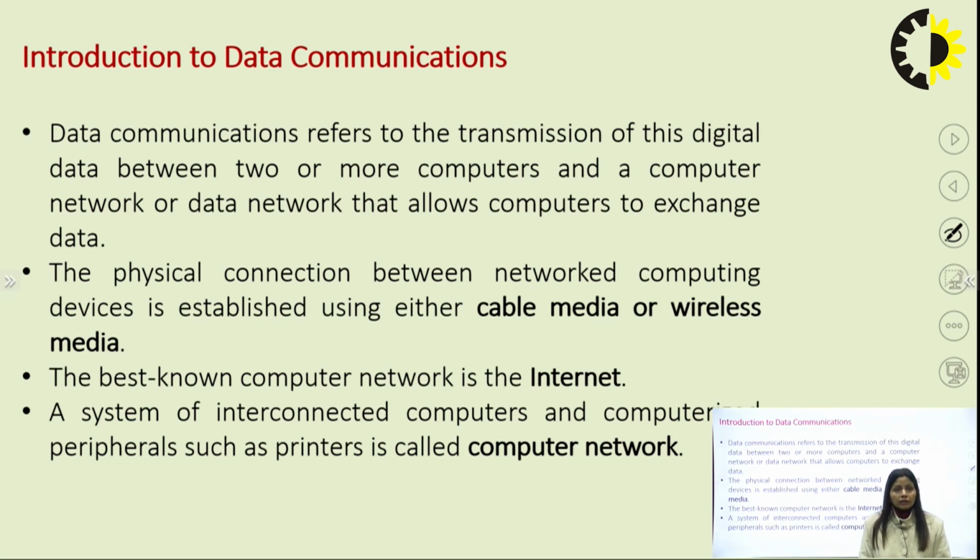So any two systems which want to share data can be connected maybe through wire or maybe through wireless. So there should be wired or wireless connectivity between the two terminals to exchange the data. This is a very simple thing. The data is flowing across the internet. The best known computer network is the internet. The internet is a system of interconnected computers, and computerized peripherals such as printers are known as computer networks.